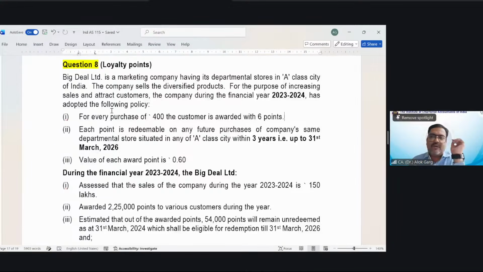So for 1000 rupees, how many points? 6 divided by 400 multiplied by 1000. Each point is redeemable on any future purchases at the company's same departmental stores situated in any A-class city within 3 years, that is, up to 31st March 2026. So whatever reward points there are, they can be redeemed up to 31st March 2026.